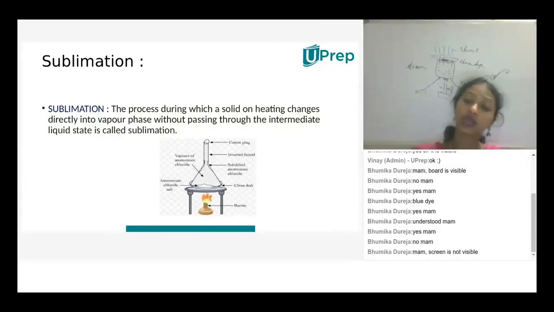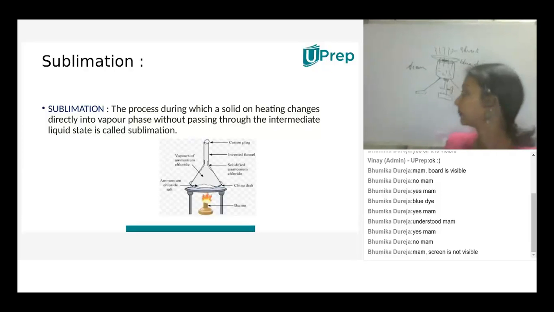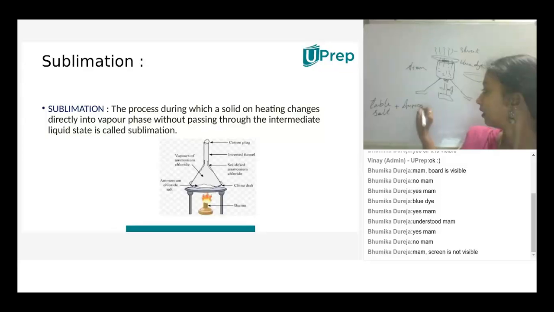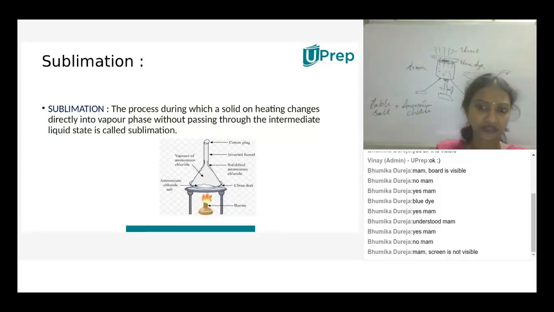For example, table salt mixed with ammonium chloride. Both are salts and both look exactly the same. We can't differentiate them unless we know the sample from the laboratory. We should not taste it, right? Here ammonium chloride is a sublimable salt. Understood? It's a sublimable salt.